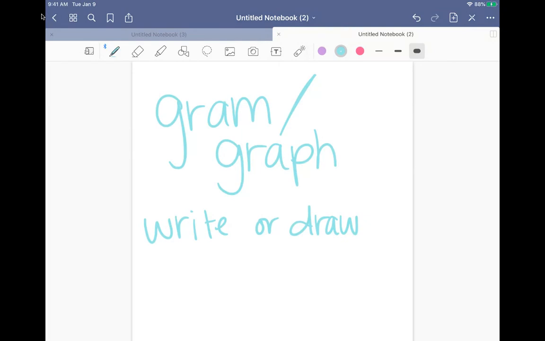But think about graph. You see graphs in math and science all the time, and they are drawn out bars or charts that show numbers and what's going on. So when I think about both of those words, I'm like, oh, that meaning makes so much sense. So this week on your spelling test, I will say write the roots that mean write or draw, and you will have to write gram/graph and make sure they're spelled correctly.